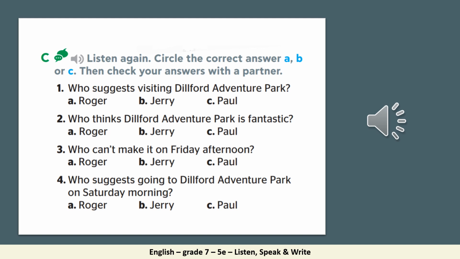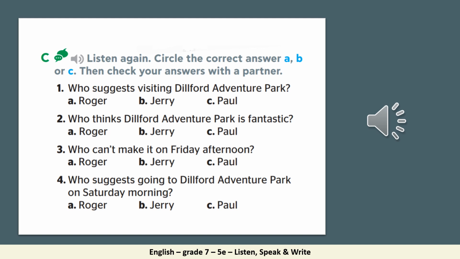In the last listening activity for today, we're going to listen one more time and circle the correct option. Remember to always read the questions carefully before you listen. Let's read the questions first. Listen, then answer the questions together. Question 1. Who suggests visiting Dilford Adventure Park? Is it Roger, Jerry, or Paul?